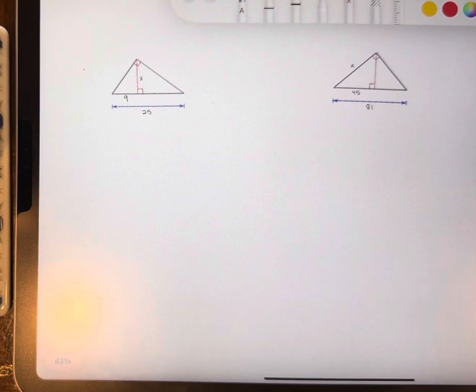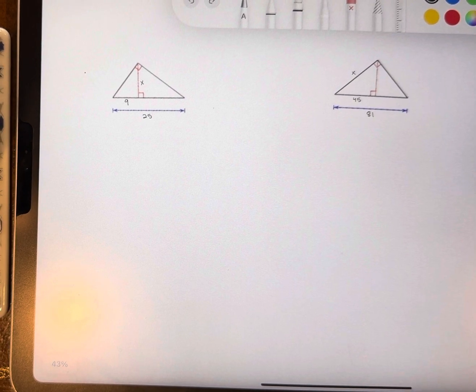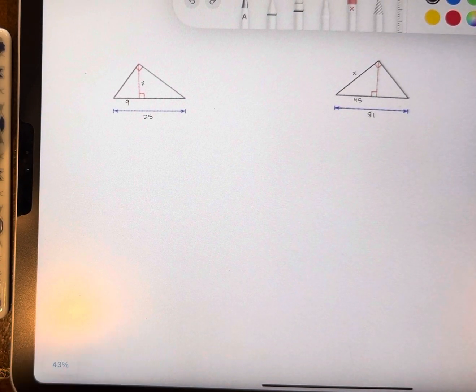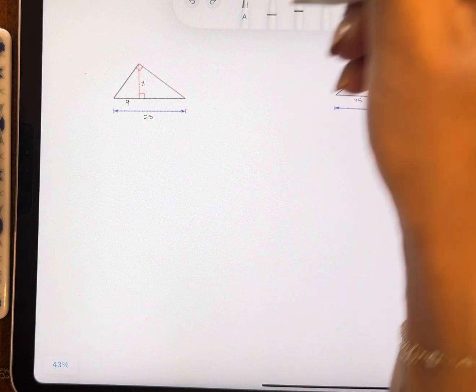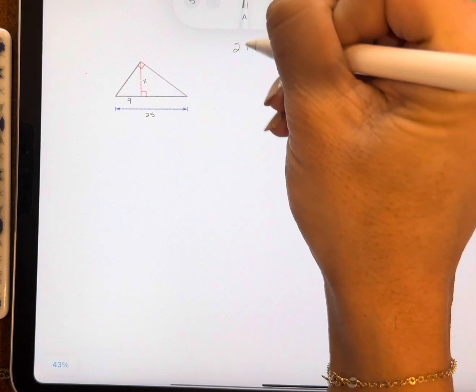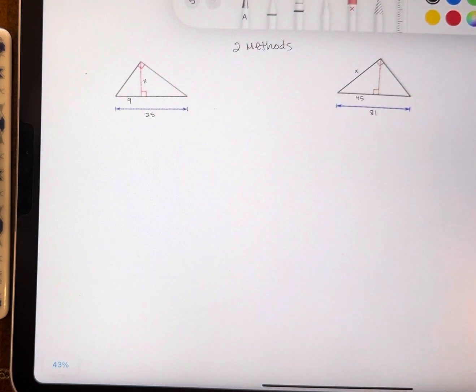Hi guys, I wanted to do a quick review of similar right triangles for you. In this review, I want to show you two methods for solving these. One is what we learned in class. This is the way I have found most people like better, but there is another way, a shortcut way, that some people prefer. So I'll show you both.